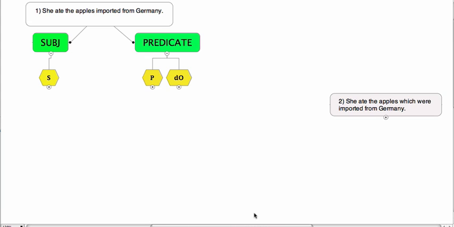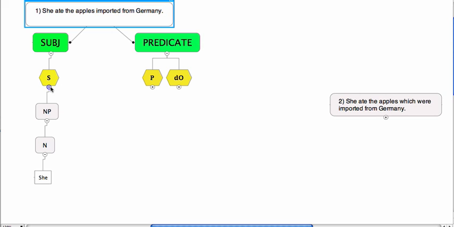If you have one clause and you have another clause which is non-finite, then that does not make it complex. It remains simple. Let me try to explain this for you. In this example here, number one, she ate the apples imported from Germany. Now this is a simple sentence. Why is that? It's because of the imported from Germany part. This is a non-finite clause.